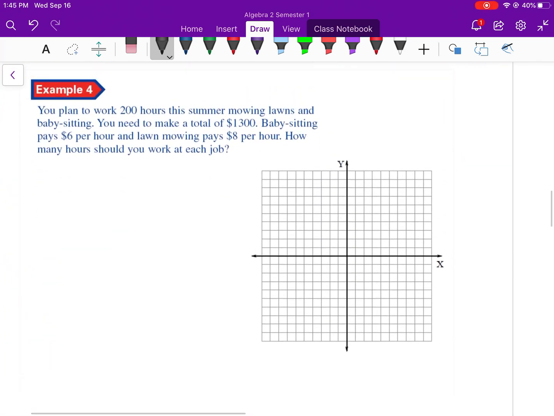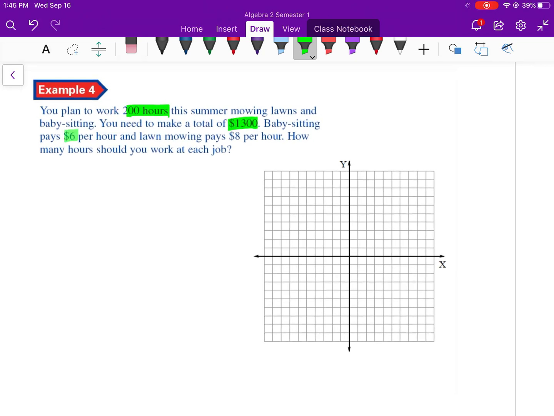All right, so let's do a quick word problem. Okay, so while we're reading this, let's highlight the important information, okay? You plan to work 200 hours this summer, mowing lawns and babysitting. You need to make a total of $1,300. Babysitting pays $6 per hour, and lawn mowing pays $8 per hour. How many hours should you work at each job?